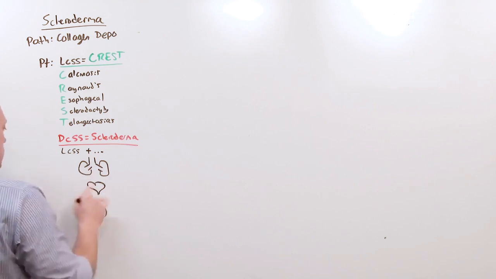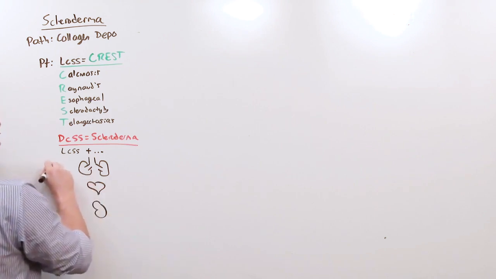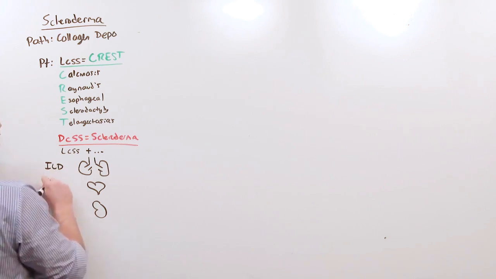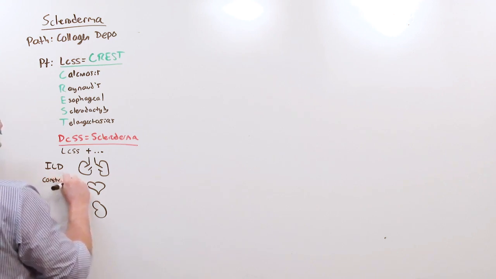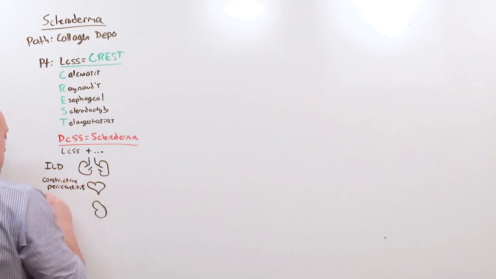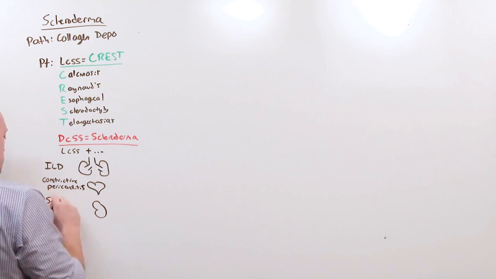And what it does to the lung, heart, and kidney is cause interstitial lung disease, which we now call diffuse parenchymal lung disease. In the heart, it causes constrictive pericarditis. In the kidneys, it causes a scleroderma renal crisis.